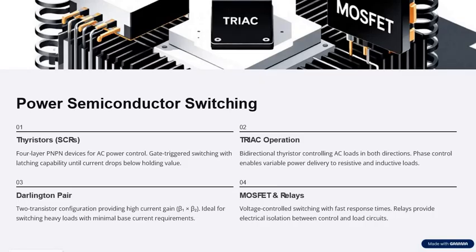The thyristor is a four-layer PNPN device for AC power control. The triac is a bilateral thyristor. It conducts in both directions and works as a phase controller, enabling variable power delivery to resistive and inductive loads. The Darlington pair combines two transistors, providing higher current gain. MOSFET and relay are both voltage-controlled switches with a fast response time. The relay provides electrical isolation between the control and the load circuit.